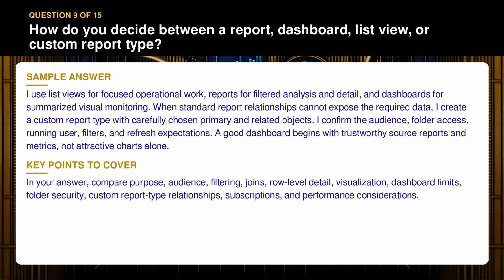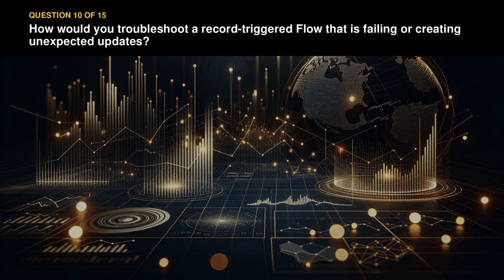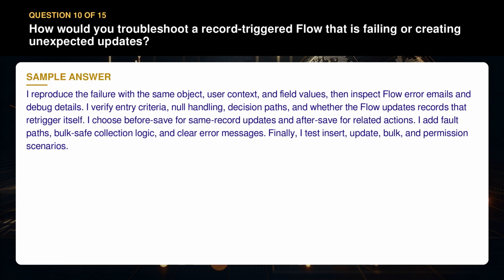In your answer, compare purpose, audience, filtering, joins, row-level detail, visualization, dashboard limits, folder security, custom report type relationships, subscriptions, and performance considerations. Question 10. How would you troubleshoot a record-triggered flow that is failing or creating unexpected updates? I reproduce the failure with the same object, user context, and field values, then inspect flow error emails and debug details. I verify entry criteria, null handling, decision paths, and whether the flow updates records that re-trigger itself.